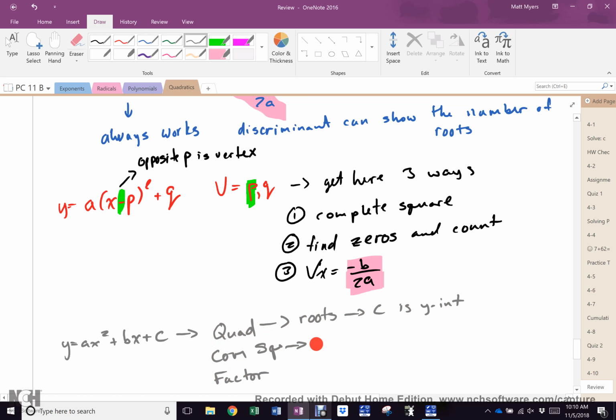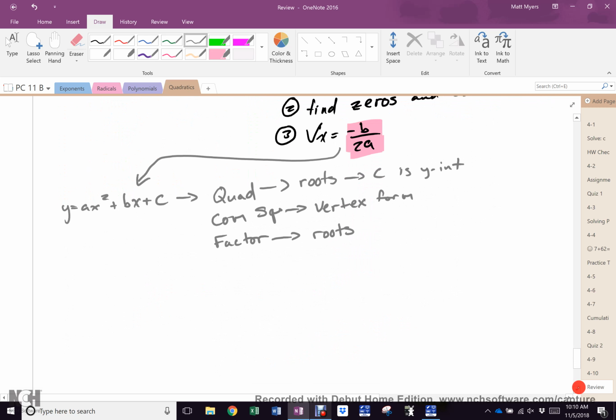Complete the square gets me what? Vertex form. Factoring gets me what? Roots. And this applies to that. Excellent. What's the only letter we haven't talked about yet?